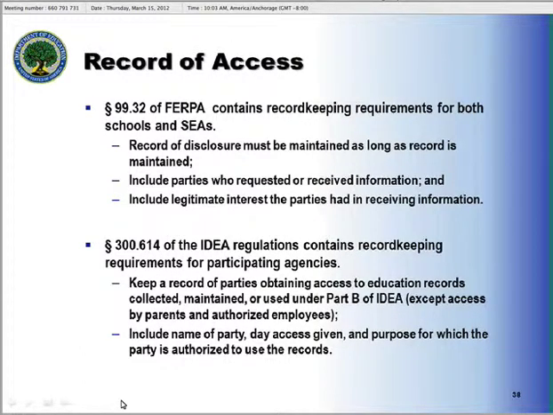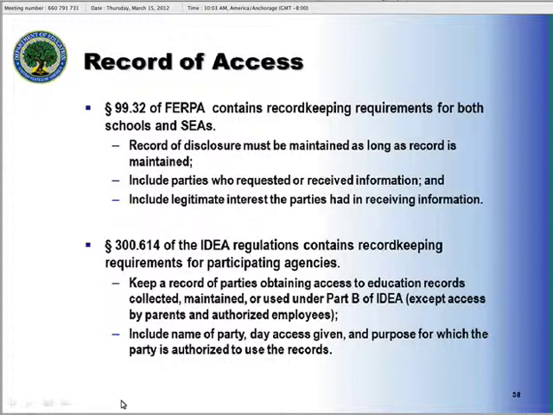Now, on this slide, you see under the first bullet the FERPA requirements for record keeping. And that is, whenever disclosures are made to outside entities, you must keep a record of that disclosure unless an exception applies. For the IDEA, this provision means that LEAs must require individuals obtaining access to the education record of a child to sign the record of access. This provision does not apply to access by parents and authorized employees of the participating agency.